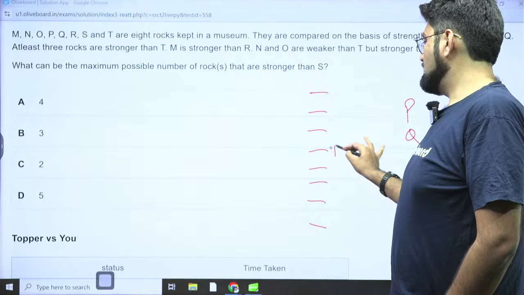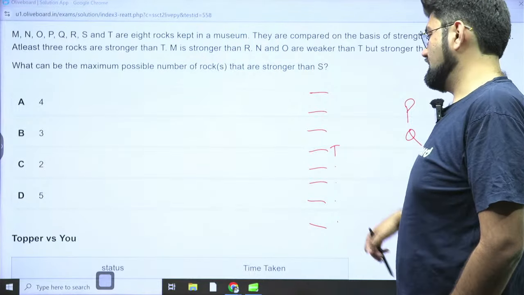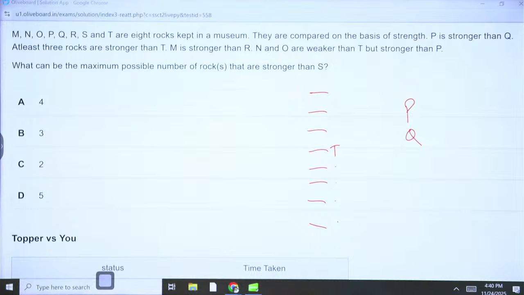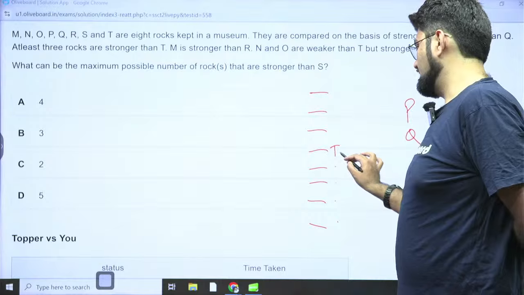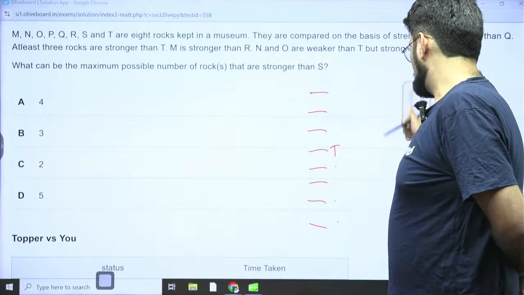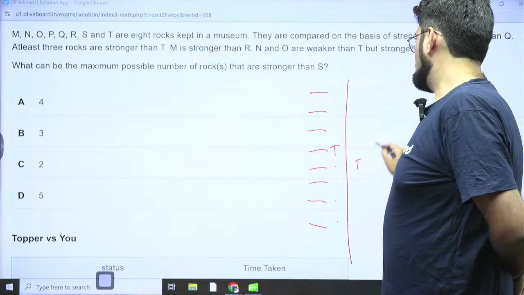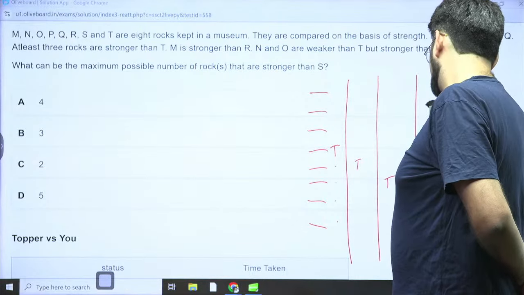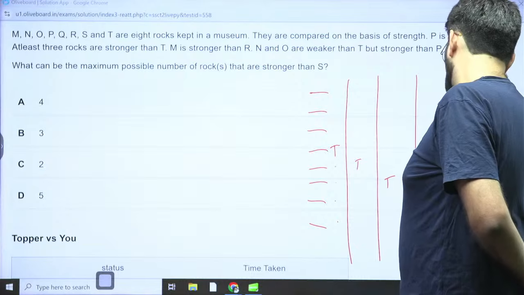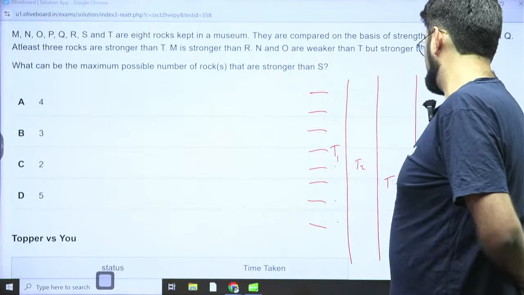So T is minimum here, but T can be anywhere. T 1, 2, 3, 4, 5, any places. But last place is this. Okay. So there can be multiple variations for T here. We can take them all if you want, though we should not be doing that, but if you want, we can do that. So T1, T2, T3, T4, T5.